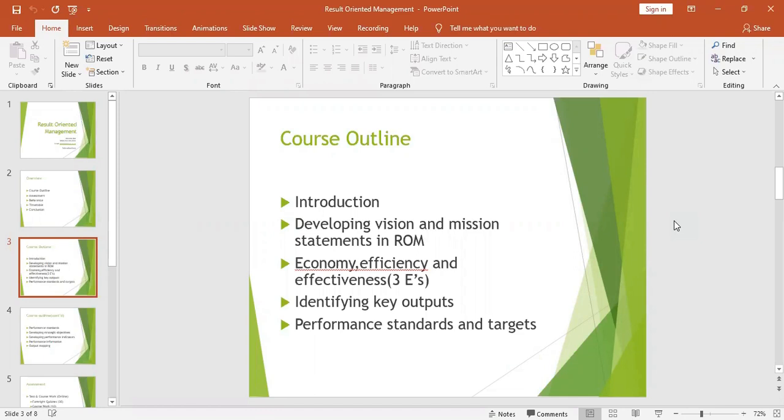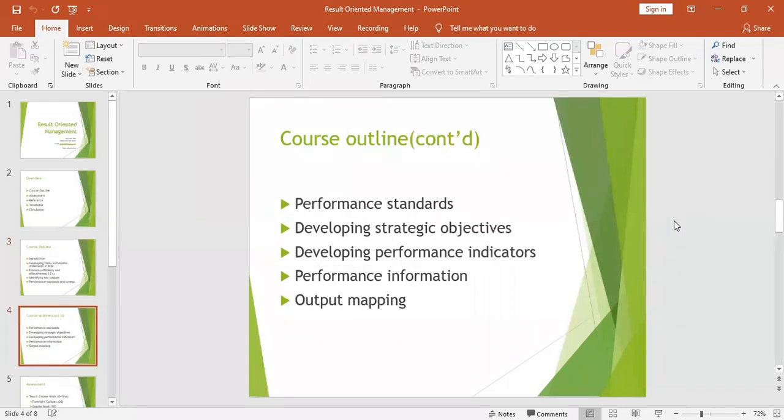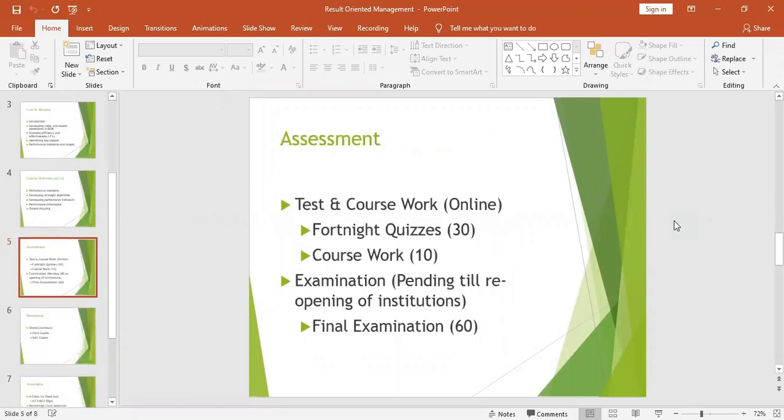Then we shall look at another topic called the 3 E's: economy, efficiency, and effectiveness. Then we shall also look at identifying the key outputs: what is an output and how do you identify them? Performance standards and targets. Developing strategic objectives, developing performance indicators, performance information, and the last topic for the semester will be output mapping.